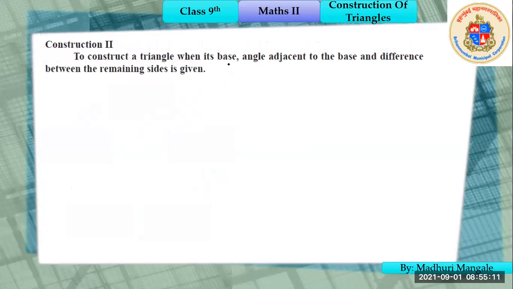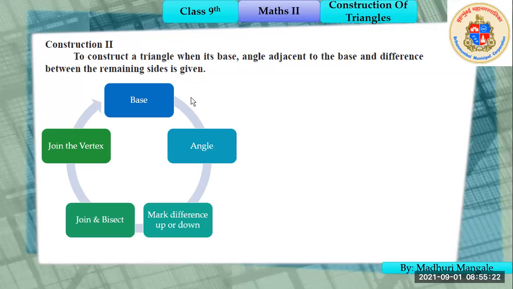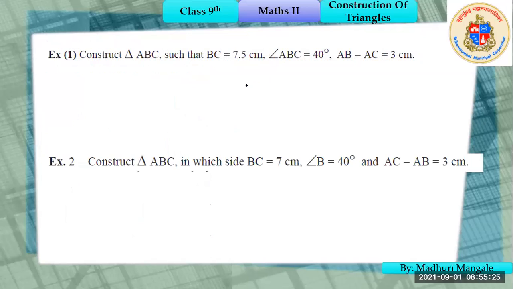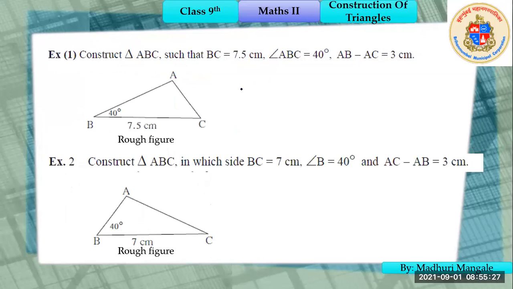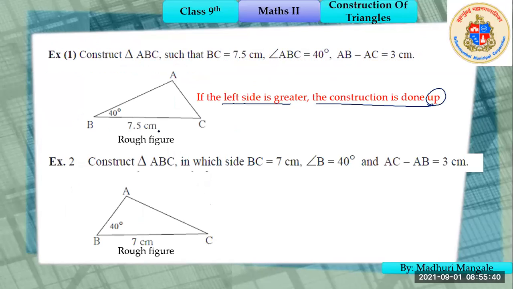Same goes with the difference type of questions, but again there are two types in this. Let us quickly revise which two types of constructions there are for difference. Okay, so these are the two types. And how do we identify which construction goes when? If the left side is greater, then the construction is done on the upper end, upside. All right, so just check. The first segment is always greater. It is greater minus smaller, right?